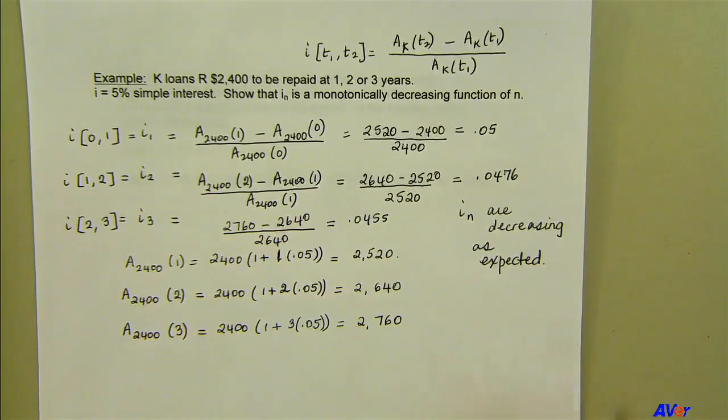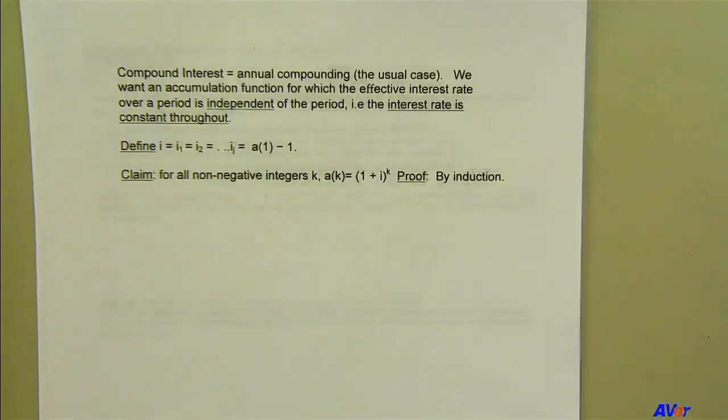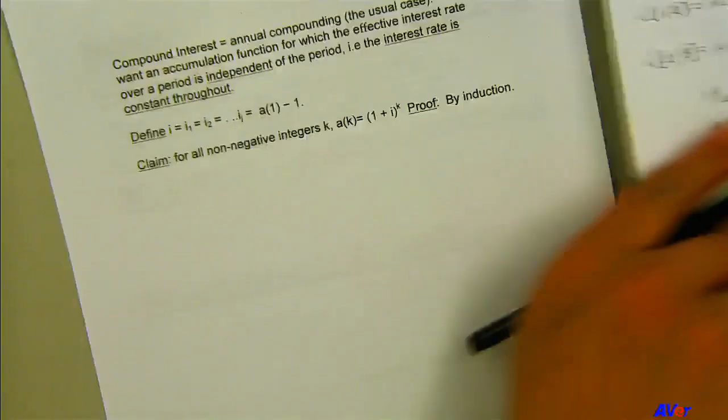Yeah. Can you use the formula that you proved before, the I divided by 1 plus I times n minus 1? Sure. No problem. All right, next page. Now we get to compound interest.